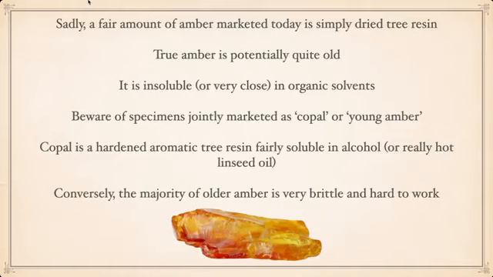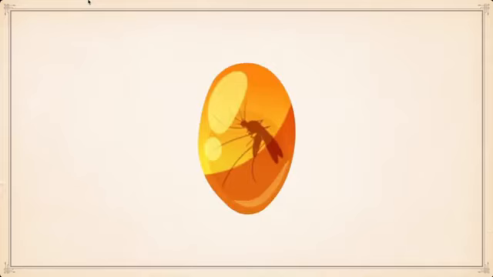Also, the majority of older amber, like say from the Mesozoic period, we do have two specimens of amber from the Mesozoic that I know of, and ones that are getting up to that age, it's very brittle and actually hard to work. Which brings us to the white elephant in the room.